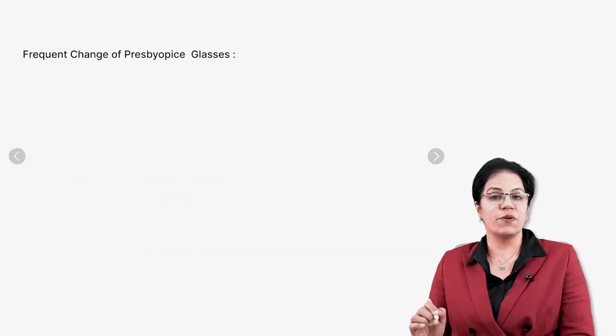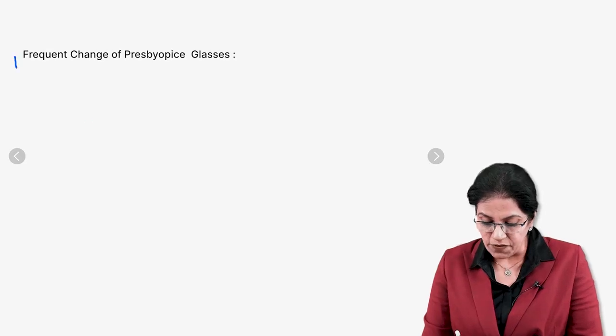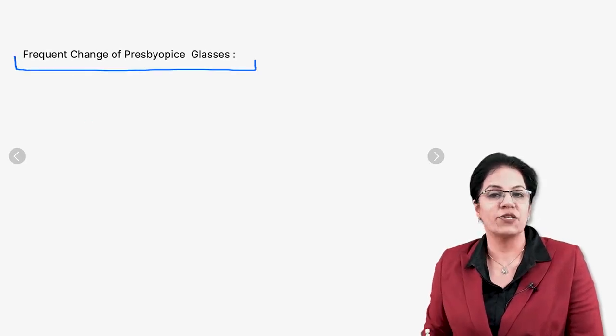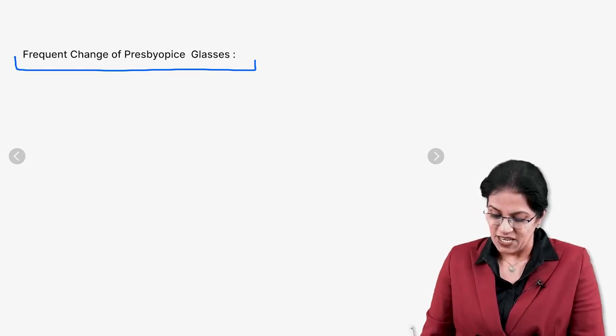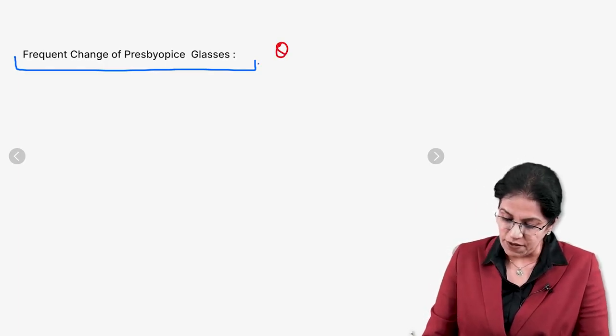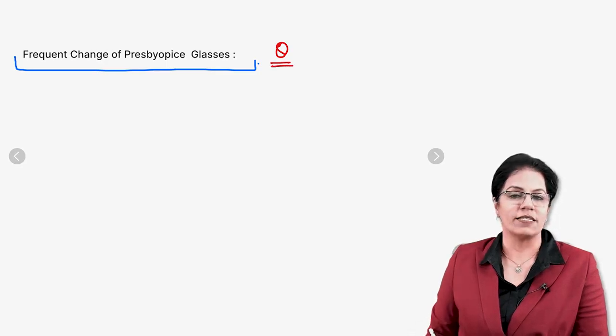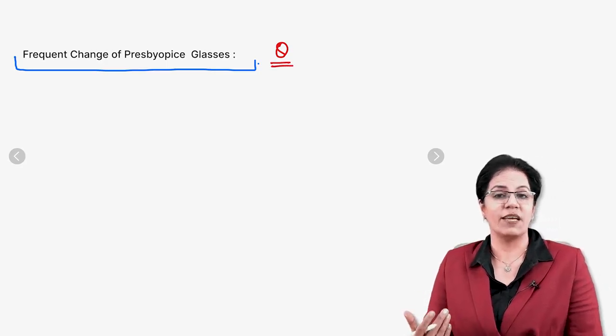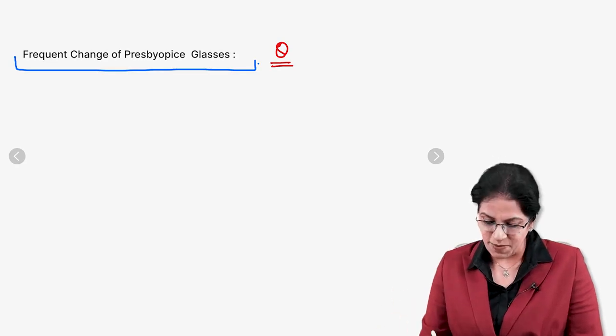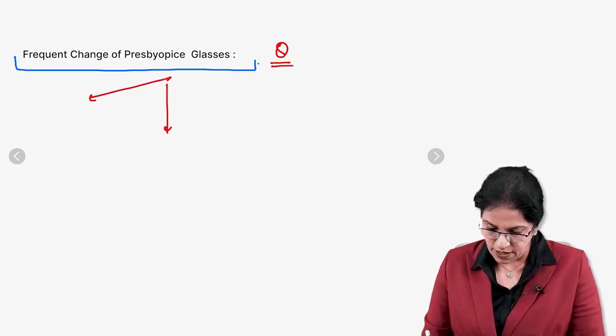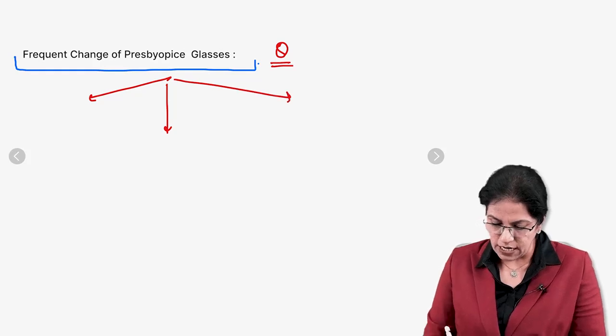The third question on presbyopia is, what are the causes of frequent change of presbyopic glasses? So, this is another question on presbyopia, frequent change of presbyopic glasses. So, the near number is changing again and again. What can be the cause? 3 main causes we will learn. First is early cataract.